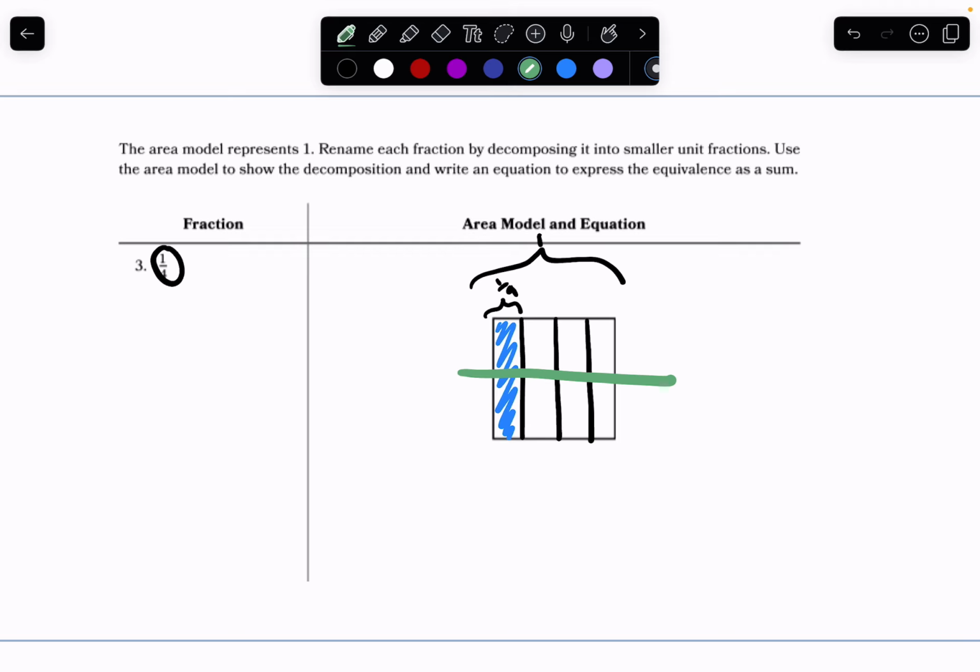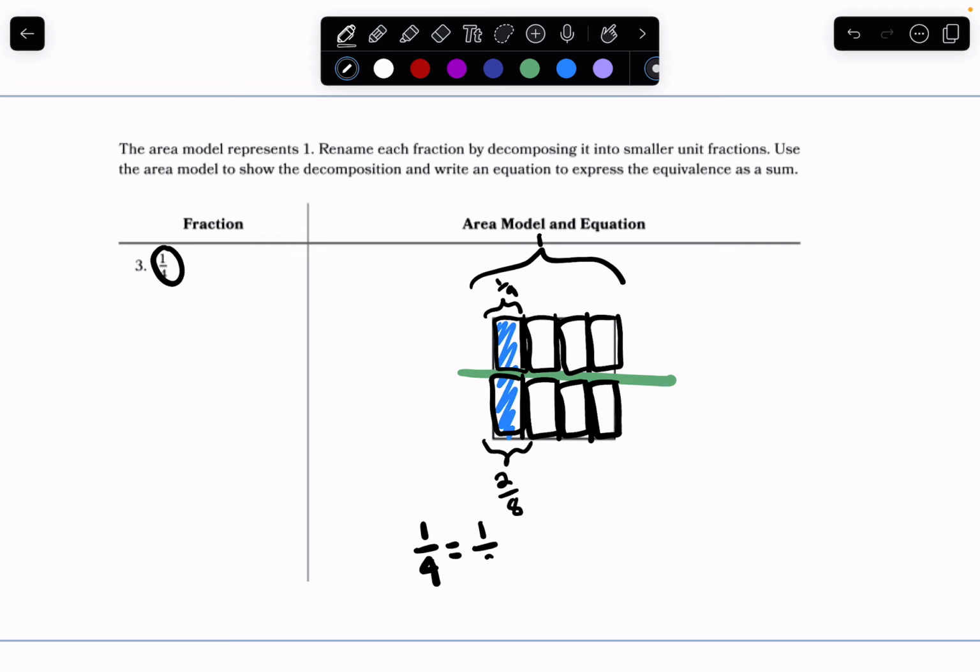So now, if we're talking about these as 8 individual sections, they used to be fourths, and now they're split into eighths. We can also label this blue section as 2/8. So we are essentially saying that 1/4, what we had shaded in at first in the blue, is equivalent to 1/8 plus 1/8.